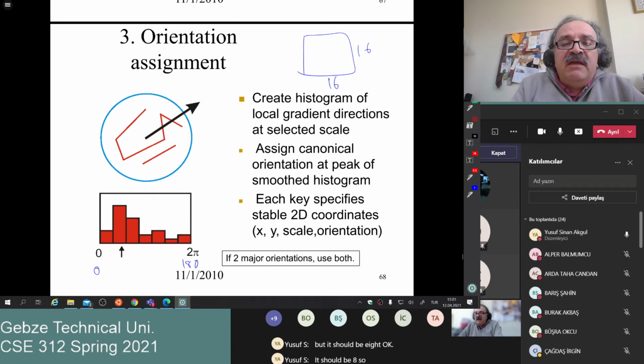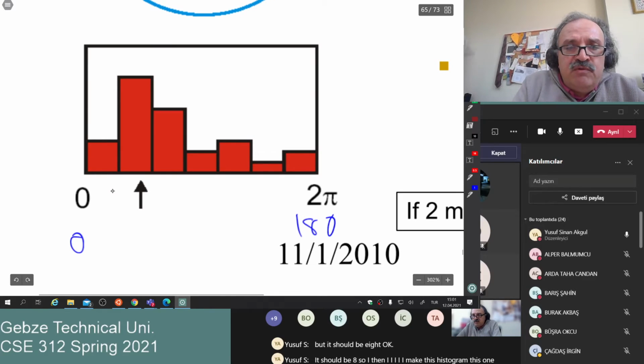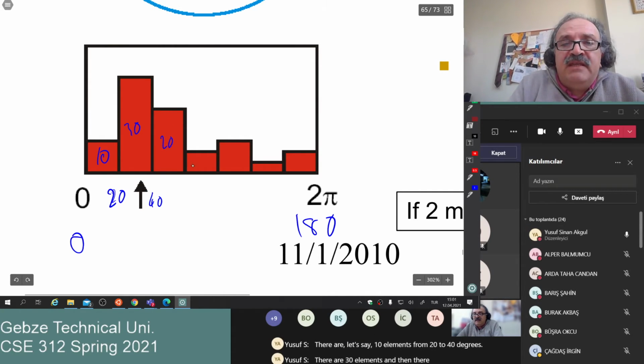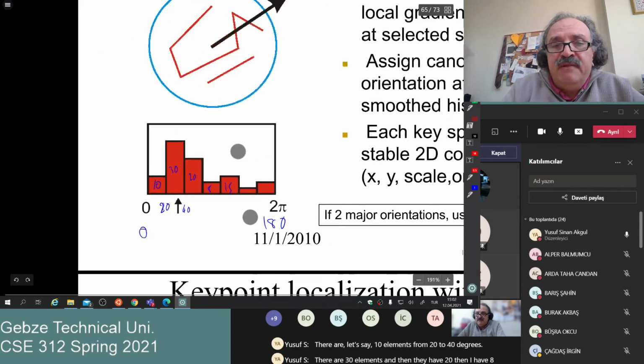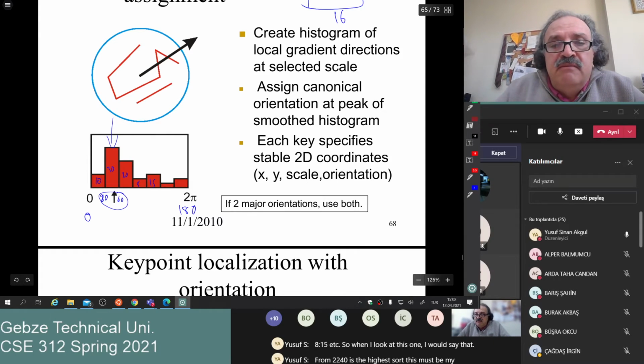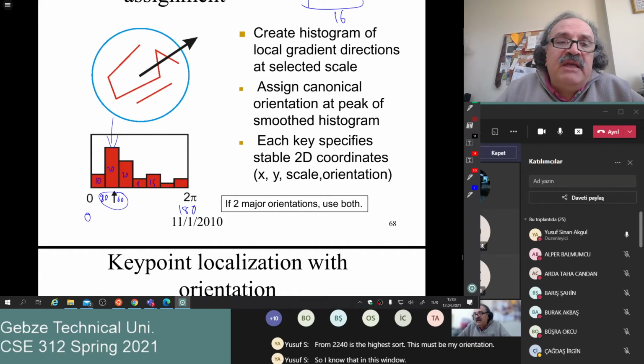So I make this histogram. This one says that from 0 to 20 degrees there are, let's say, 10 elements. From 20 to 40 degrees there are 30 elements, and then I have 20, then I have 8, 15, etc. So when I look at this one, I would say that from 20 to 40 is the highest, so this must be my orientation. So I know that in this window my orientation is between 20 and 40 degrees, maybe 30 degrees.